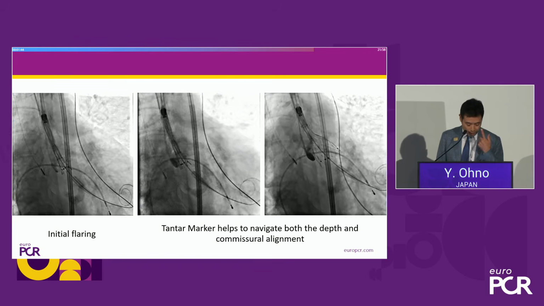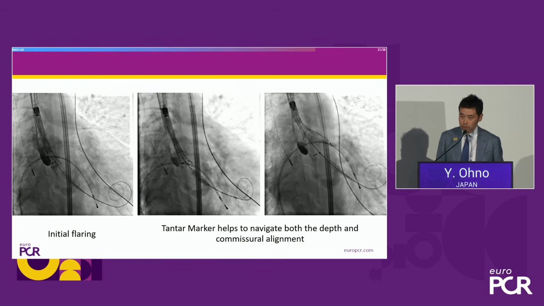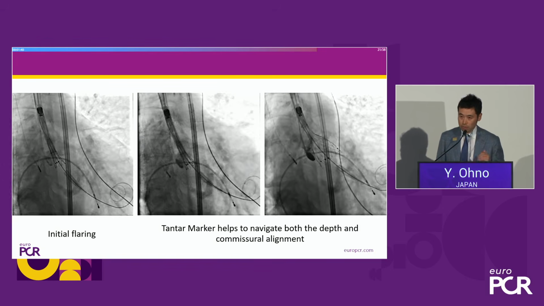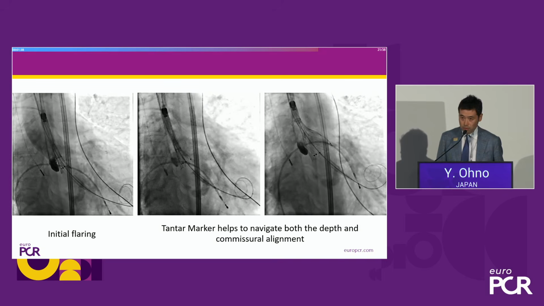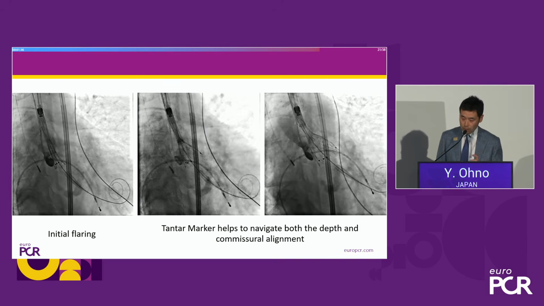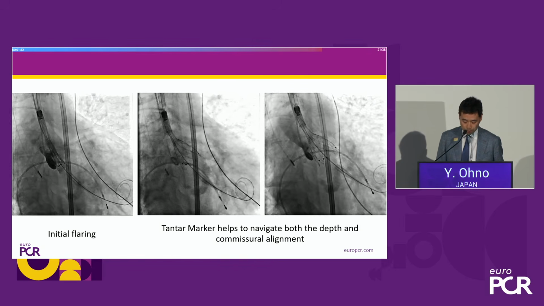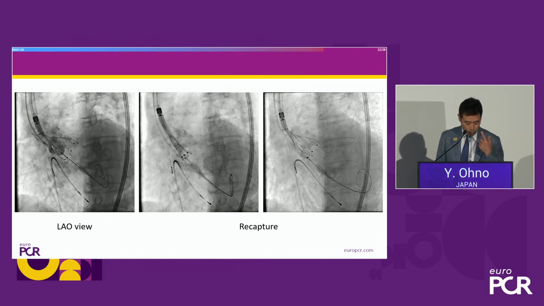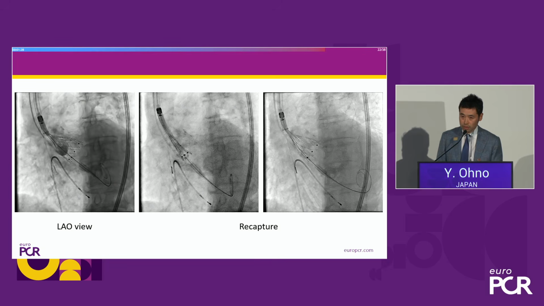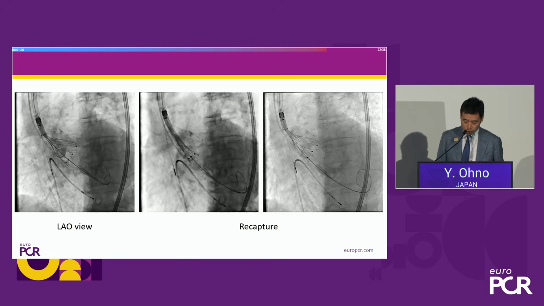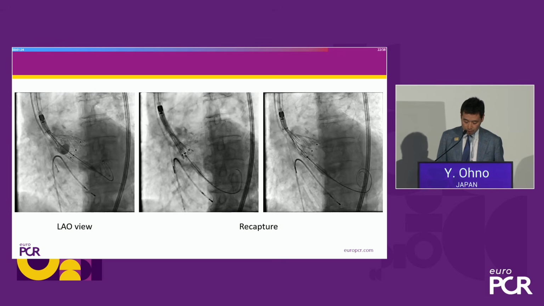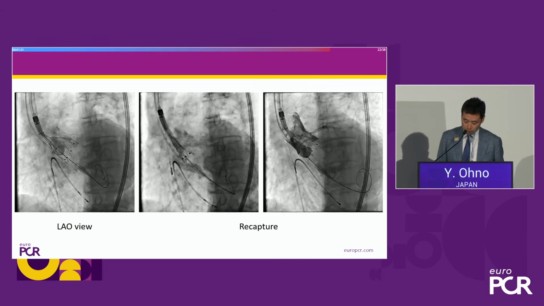So in this initial attempt, we aimed to implant 3 to 4 millimeters in the NCC side using the cusp overlap view. However, at the final phase, the valve slightly went deep into the left ventricle. Although there was no new onset conduction disturbance at this stage, we tried to recapture. And this was the second attempt.